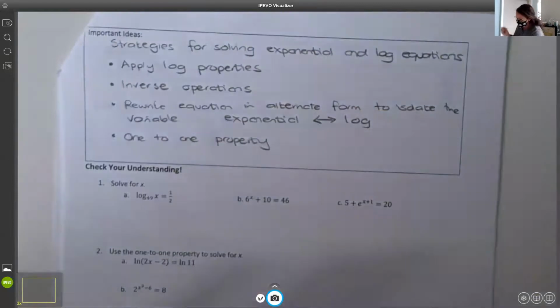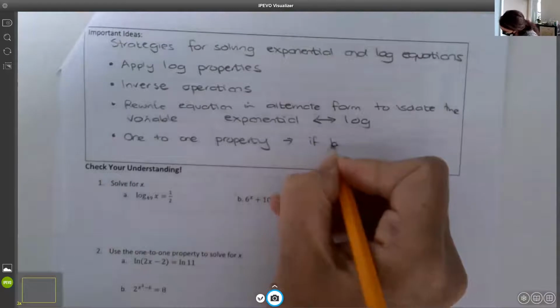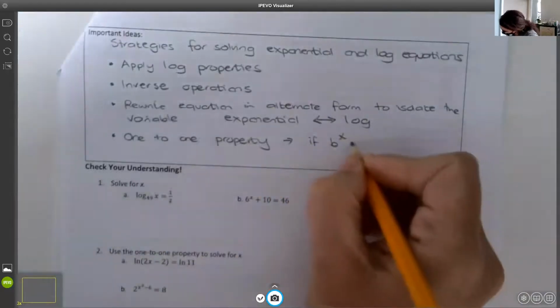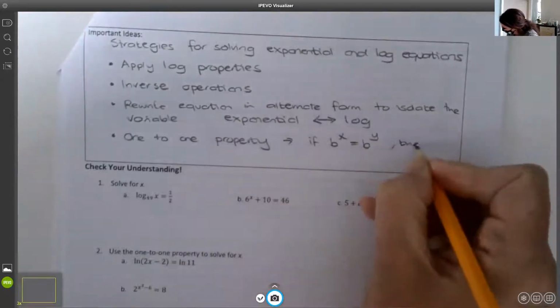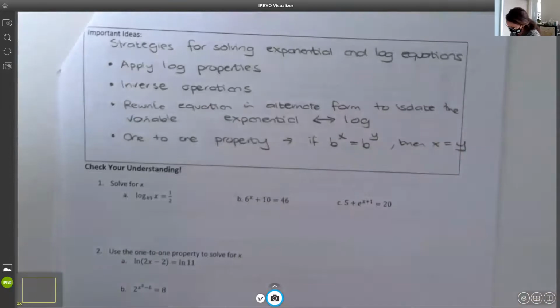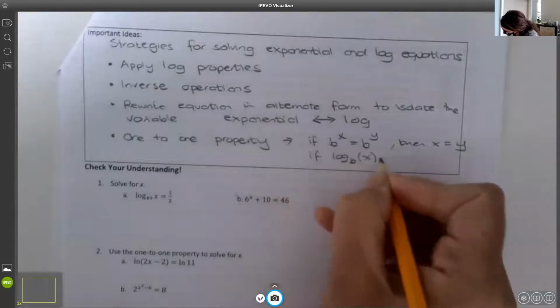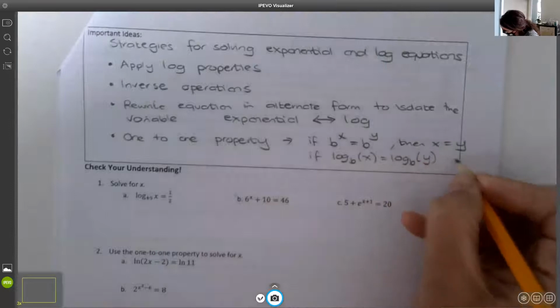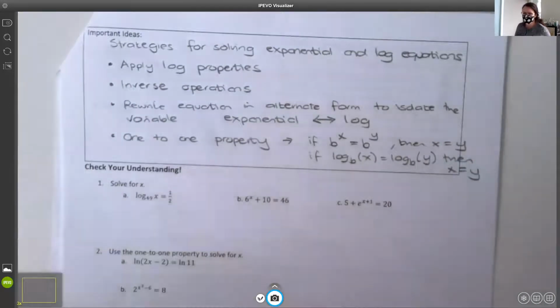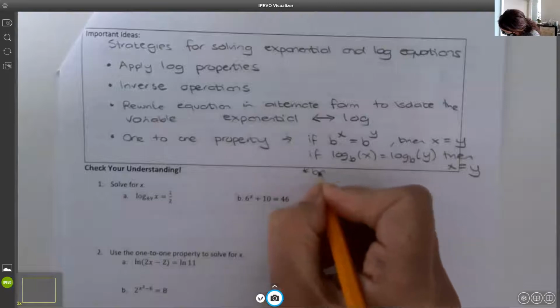And the other one we're going to use is the one-to-one property, which says that if you have a base to the power of x, and that's equal to the base to the power of y, then x and y are equal to each other. Or if you have log base b of x is equal to log base b of y, then x equals y. And in order for this to be true, the bases must be the same.